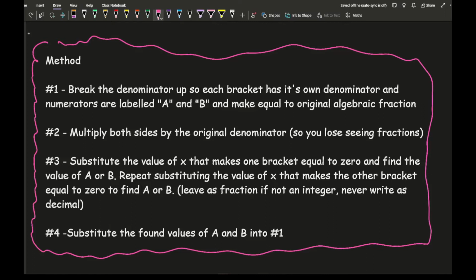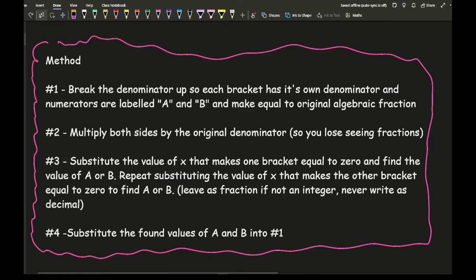Now sometimes, in more difficult high level questions, A and B could be negative or non-integer. It can be positive or negative, but if it is not an integer, then leave it as a fraction. Do not go into decimals, because a big no-no is writing decimals in a fraction. And the fourth step is then to substitute the values of A and B and write it in the way that the question's asking you to do. So sometimes it might ask you to state the values of A and B, sometimes it may ask you to rewrite the algebraic fraction into 2 smaller fractions.